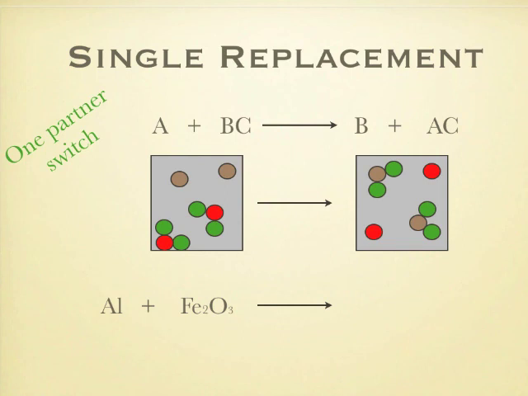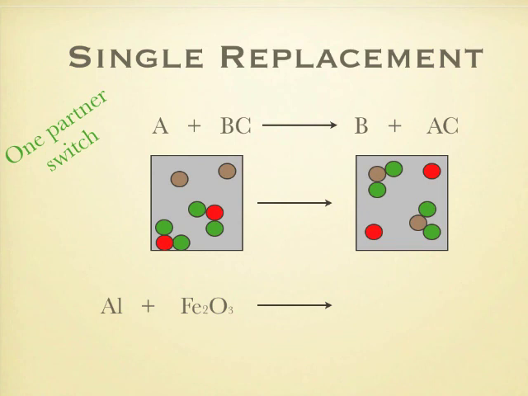Aluminum and iron 3 oxide. The aluminum is going to come in, but how do you know which one comes out? That's a good question. My best answer is that we're looking at iron oxide as an ionic compound. Ionic compounds generally consist of a metal and a nonmetal, so we know aluminum is a metal, so it's probably going to replace the other metal. Aluminum's a metal, iron is a metal. The metals are going to switch places.